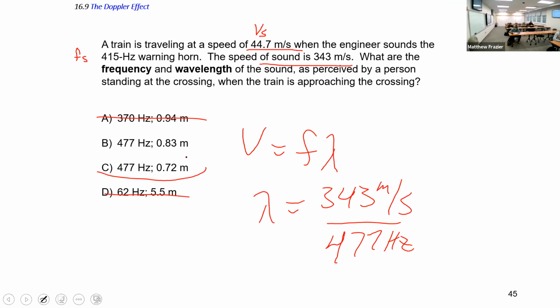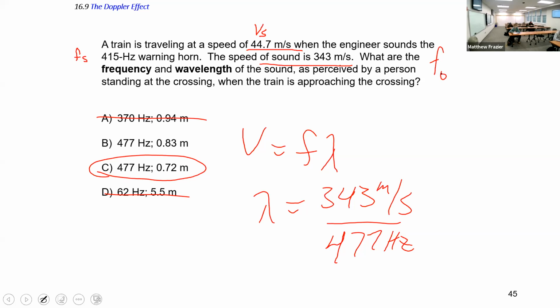Yeah, it's about 0.72. So the other bit is, what if you didn't have the ability to reason out that two of these were wrong and the other two were the same? Then you would have to go back and calculate based on our formula. So what we would do is write out the formula.